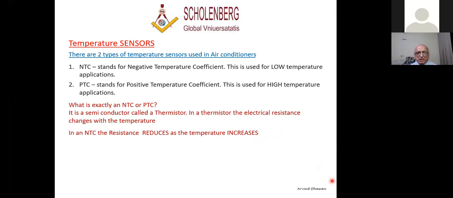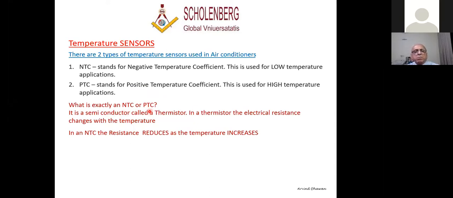Now, temperature sensors. Nowadays we all have sensors, even your window AC has sensors, everywhere we have sensors. We have switched from electromechanical to electronic. There are two types of sensors basically used in air conditioners. One is NTC, which stands for negative temperature coefficient. These are semiconductors, thermistors, used for low temperature application. The second is PTC, which stands for positive temperature coefficient, for high temperature application.